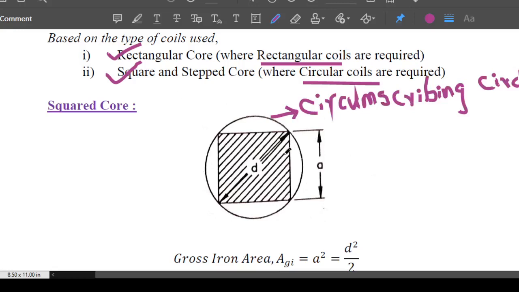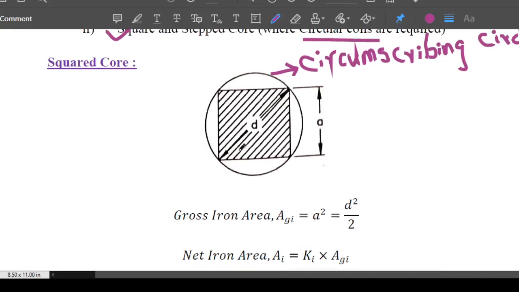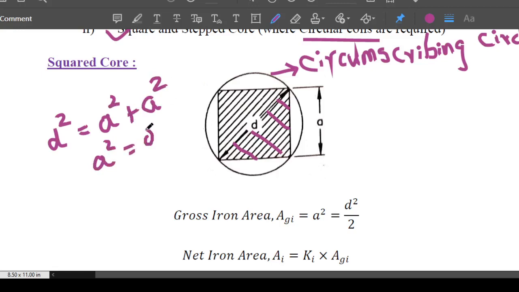Okay. Now we will understand the basic expressions related to this square core. From the diagram it is very clear that if you consider this portion, I'm shading it here, as a right angle triangle, you can easily find out the expression from Pythagoras theorem, that is d square is equal to the sum of the square of two sides. Each side is a, so it is a square plus a square, or in short I can write a square is equal to d square divided by 2.